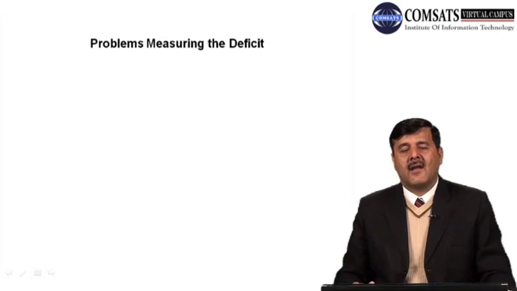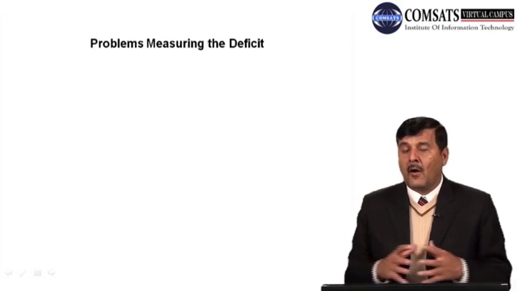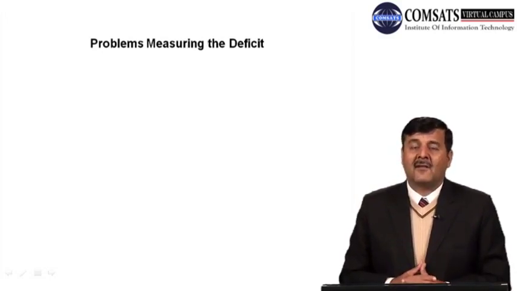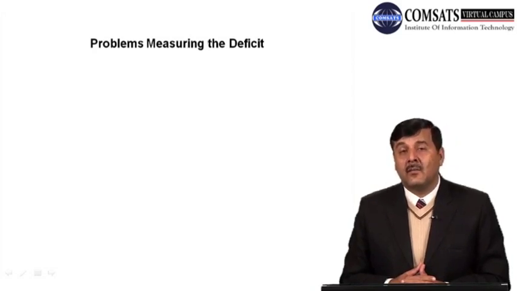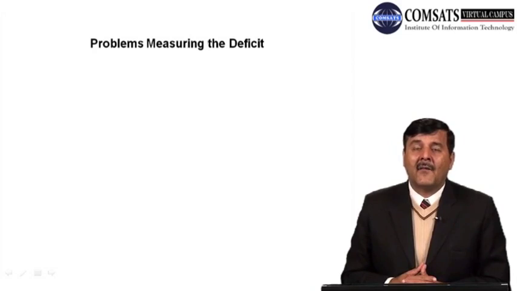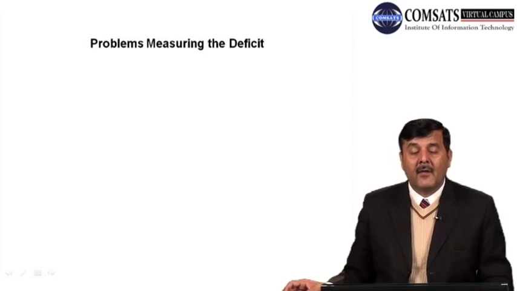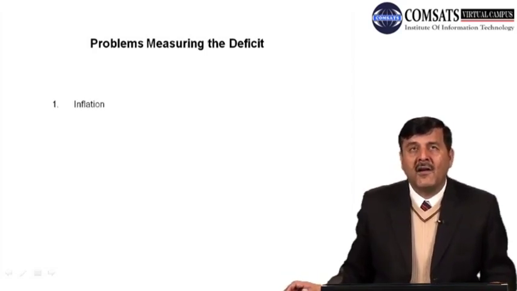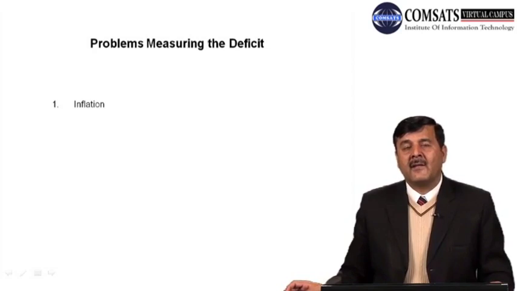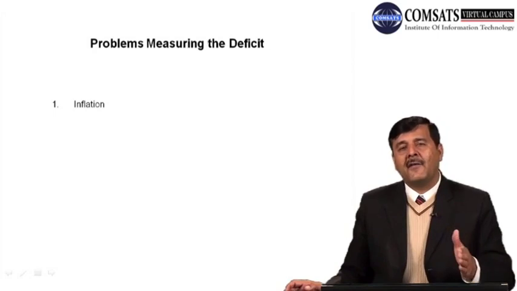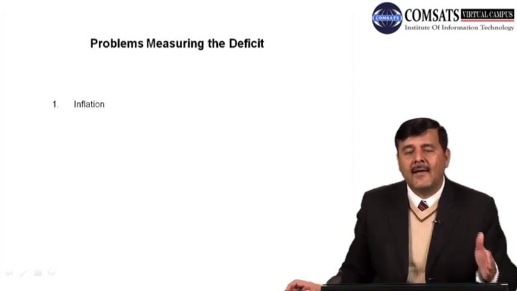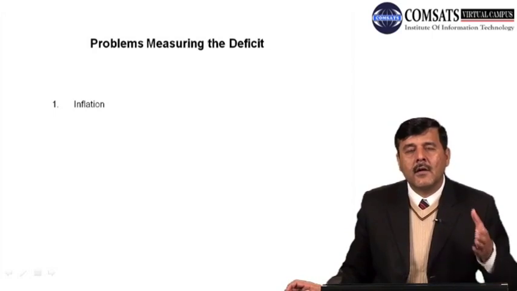Now we'll discuss the problems which we are facing in measuring the deficit. How can we say that the deficit is not properly measured, and that is because of certain problems, certain reasons why it is not being measured properly. Now there are 4 problems associated with this measurement issue. उसकी वजह से हम ये कह सकते हैं कि जो deficit है, properly measure नहीं किया जा रहा. And what are those issues?